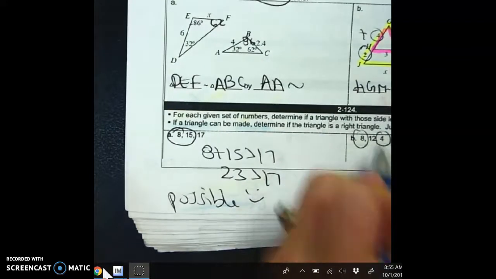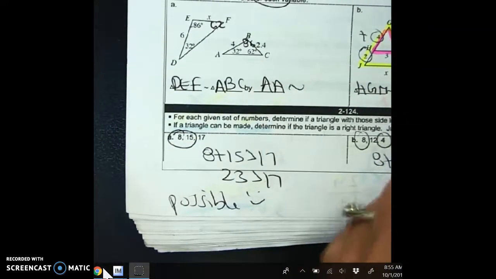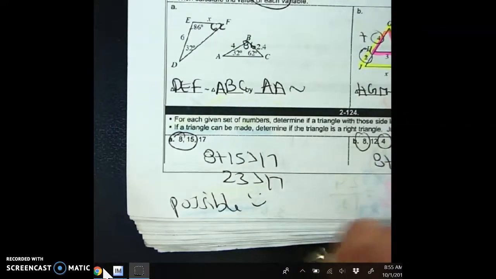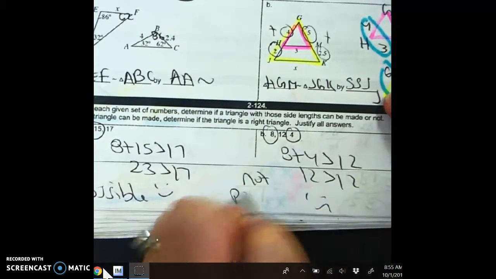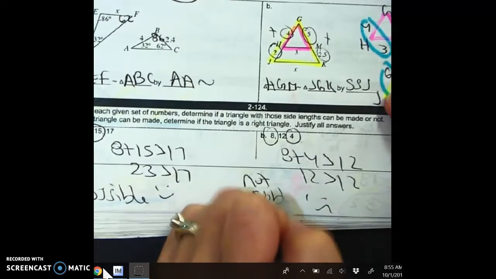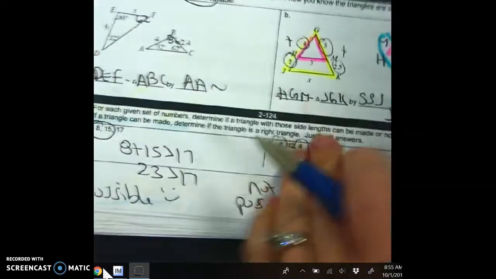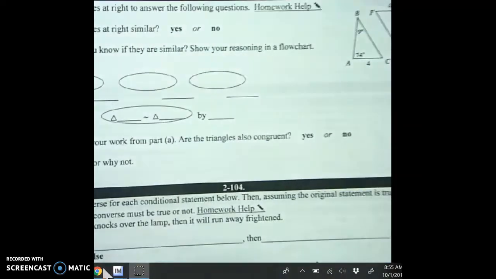The two small sides are here. 8 plus 4, is that greater than 12? Is 12 greater than 12? No, sorry about that. So it is not possible. Okay, let's go to the next page.